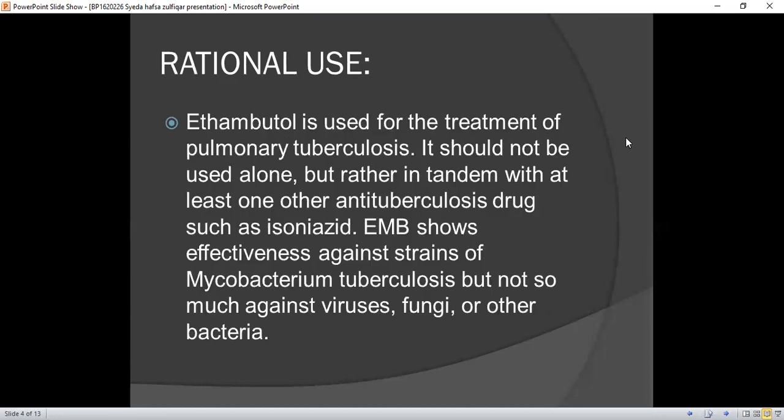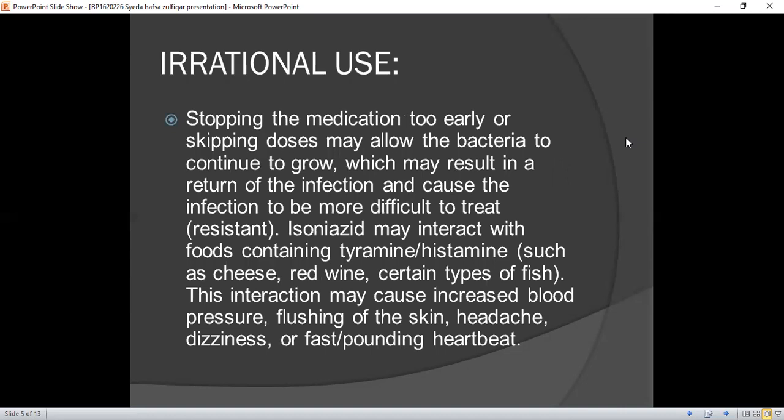Now the rational use. Ethambutol is used for the treatment of the pulmonary tuberculosis. It should not be used alone, but rather in combination with at least one other anti-tuberculosis drug such as isoniazid. This combination shows effectiveness against the strains of the Mycobacterium tuberculosis, but not so much against viruses, fungi, or other bacteria.